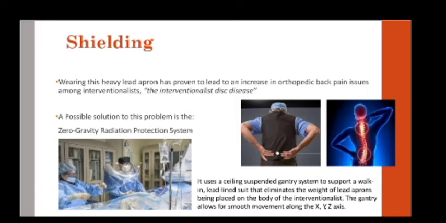Shielding. Wearing this heavy lead apron has proven to lead to an increase in orthopedic back pain issues among interventionalists, the interventionalist's disc disease. A possible solution to this problem is the zero gravity radiation protection system. It uses a ceiling supported gantry system to support a walk-in lead-lined suit that eliminates the weight of the lead apron being placed on the body of the interventionalist. The gantry allows for smooth movement along the X, Y, and Z axis.